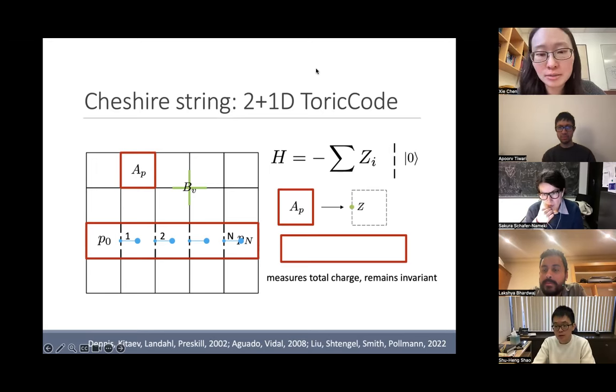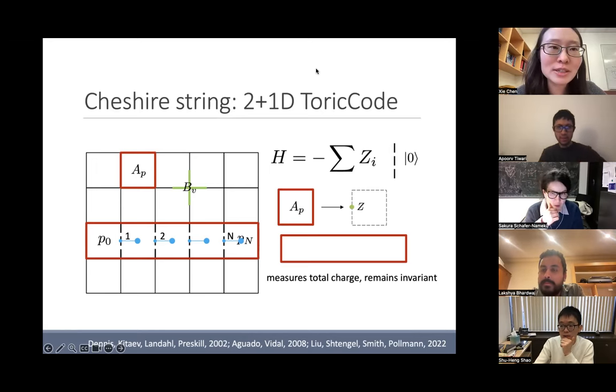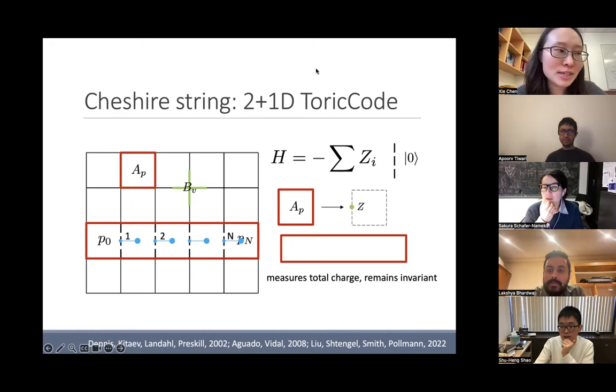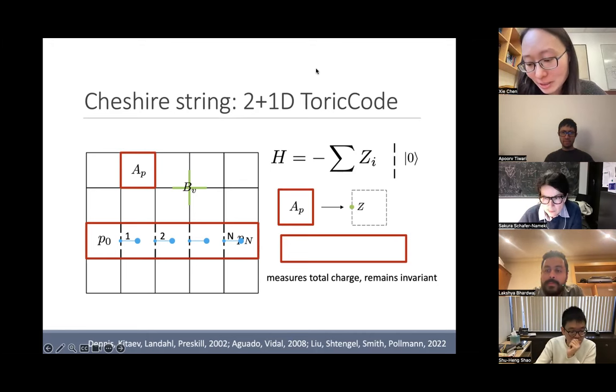I guess that's the difference. For the Cheshire string, when it wraps around a non-trivial cycle, there's a measurement at the very end. So that makes a big difference. It does, it changes things. It will matter later, I can imagine. So far we're safe. Okay, thank you. Yeah, that's a very important point.